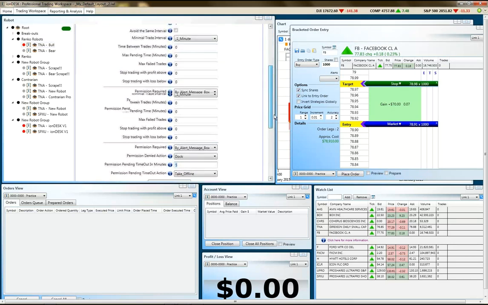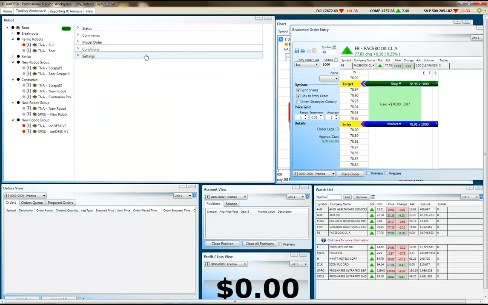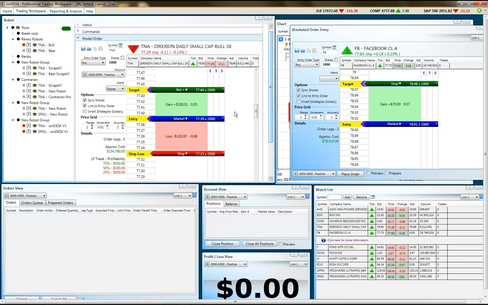All right, so here we're ready to go, and we've got other settings we can look at: time between trades, avoid the same interval. All this stuff is straightforward, like max number of trades, max number of failed trades, stop trading once you make a certain amount, stop trading the robot when you lose a certain amount. Very simple stuff to set up. Nothing intimidating here. All right, so we've got our setting, we've got our order here, which I'm about to change. Actually it doesn't matter for this exercise. So I'm going to place it.